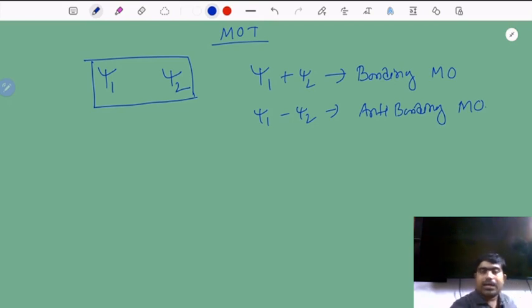Bonding is in favor of bond formation, and anti-bonding resists bond formation. That is, if two atomic orbitals make a bond, that is called bonding. They have attraction; they are attracted to each other. If they have repulsion, they do not attract each other, they have repulsive forces, that is called the anti-bonding molecular orbital. Understand? So psi1 plus psi2 is bonding, and psi1 minus psi2 is anti-bonding.